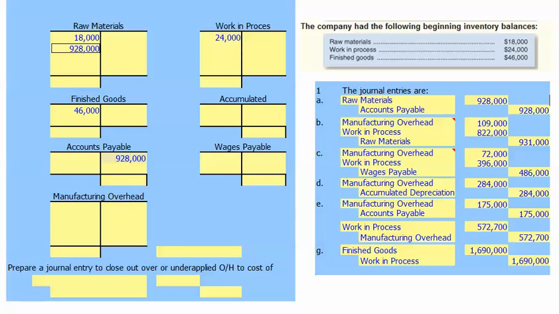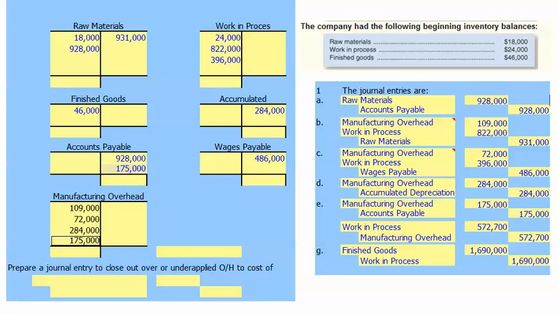Let's post journal entry B, which was a debit to manufacturing overhead and work in process and a credit to raw materials. So posting our third set of transactions to our T accounts. Item C, let's post the $72,000 debit to manufacturing overhead and $396,000 debit to work in process and $486,000 credit to wages payable. We can post our manufacturing overhead and accumulated depreciation in journal entry D. Journal entry E will post our debit to manufacturing overhead of $175,000 and accounts payable of $175,000.